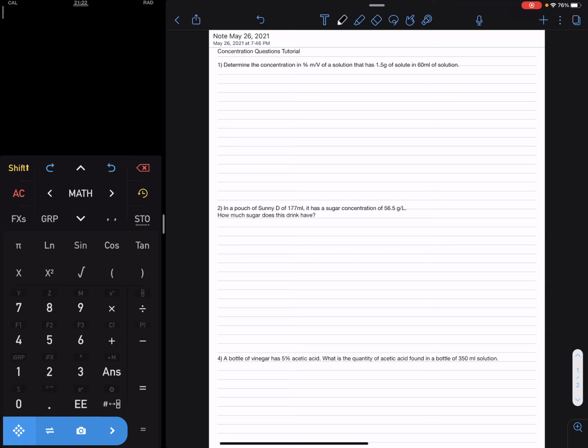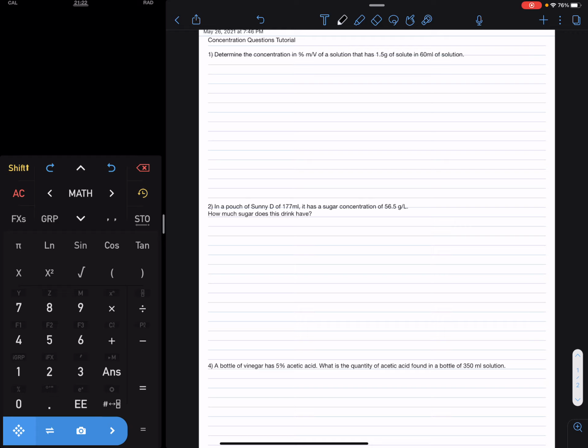So, question number 1. Determine the concentration in percent mass per volume of a solution that has 1.5 grams of solute in 60 milliliters of solution. First things first, with any question, highlight the relevant pieces of information. In this case, the unknown is concentration in percent of a solution.